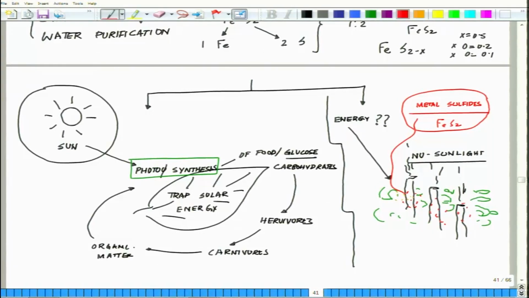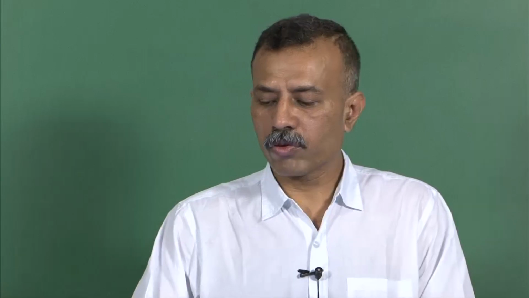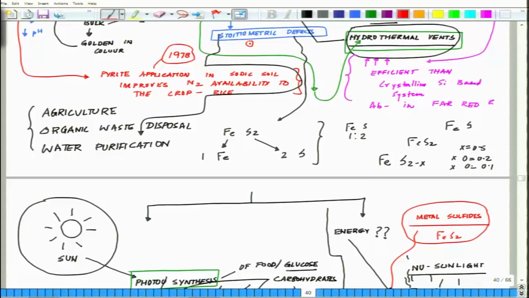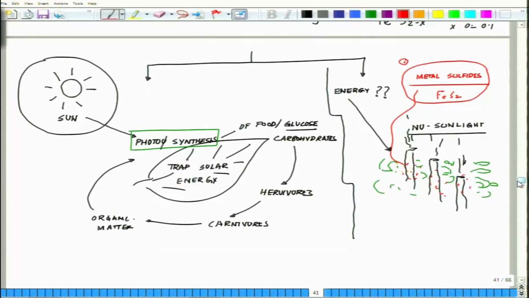So, stoichiometric defect, the first fact I gave you. The second fact, which I am holding out here after telling you, is the metal sulfides in hydrothermal vents. Okay, we'll pull all these threads together soon.